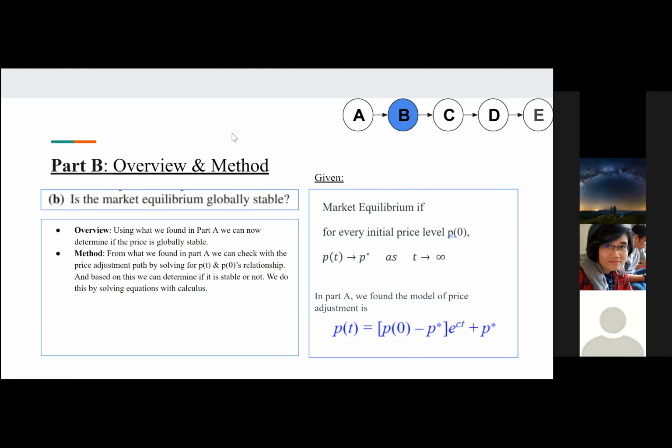Now in part B, we will evaluate whether the market equilibrium is globally stable or not. As we know, the market equilibrium is globally stable if for every initial price level P0, the price equation P(t) approaches P star as time approaches infinity. Now we will use the model of the price adjustment that we found in part A.